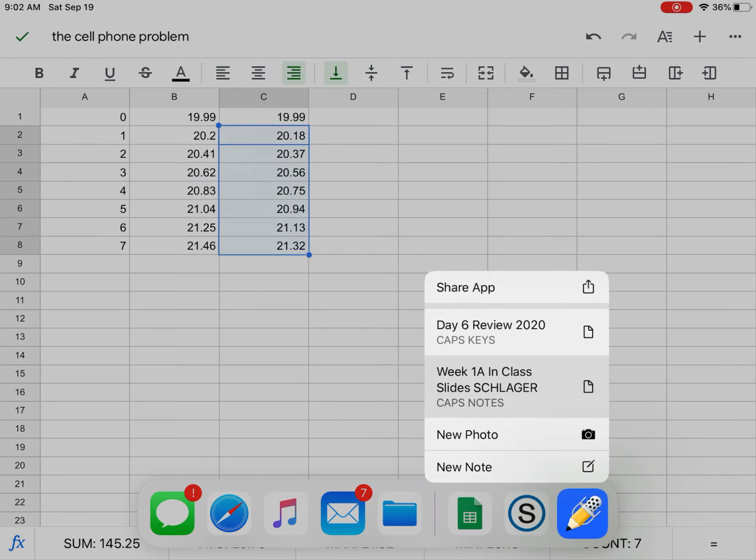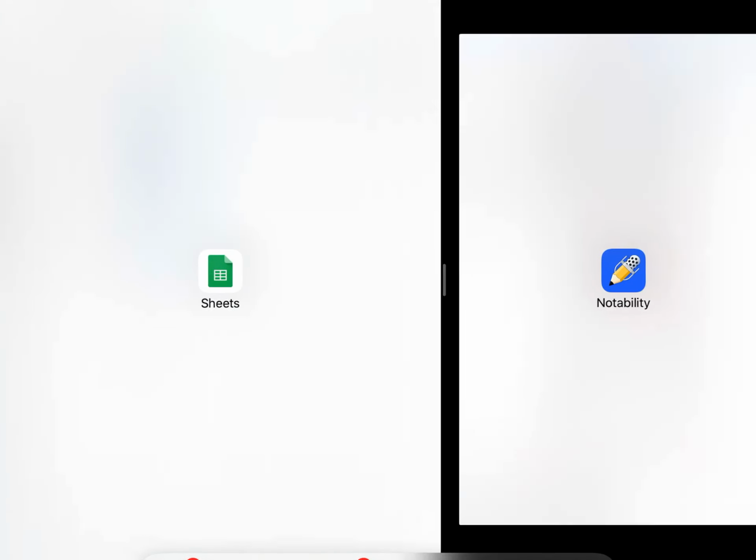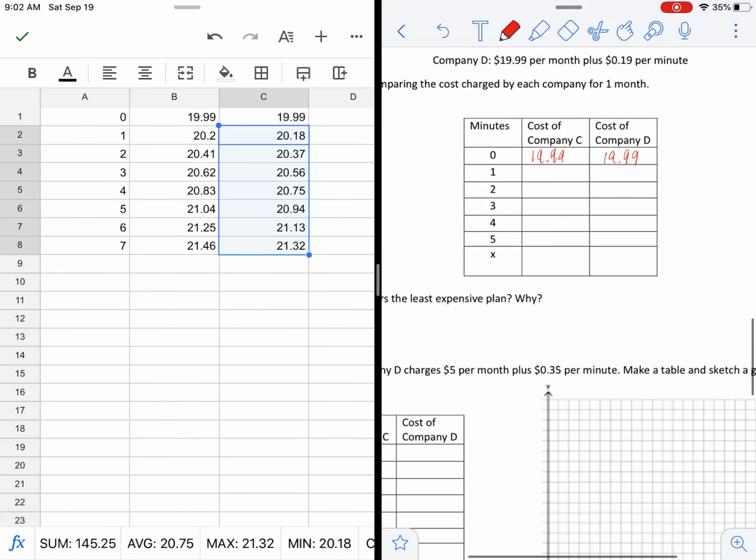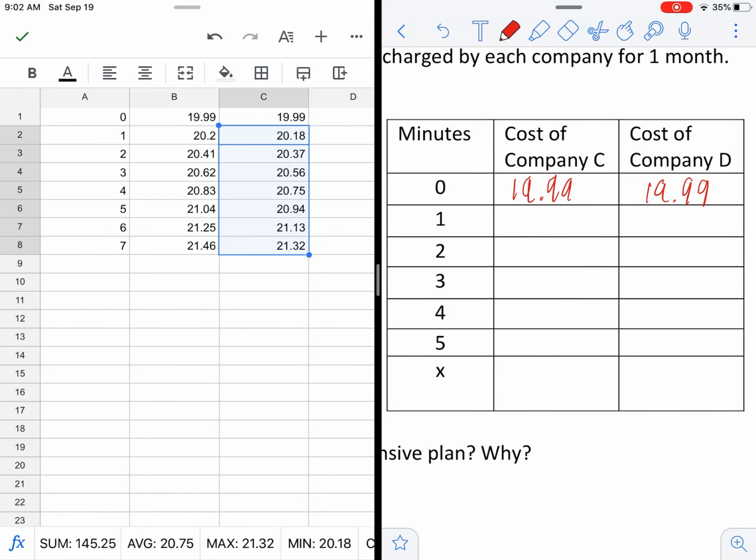All right, so now I've got all those numbers there, so I'm going to grab Notability and I'm simply going to copy those down. 20.20, 20.41. This would definitely be a place where you can fast forward the video. All right. $20.37.